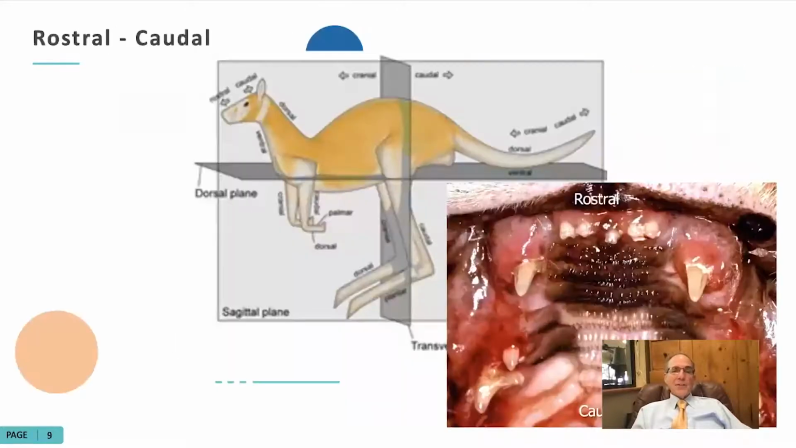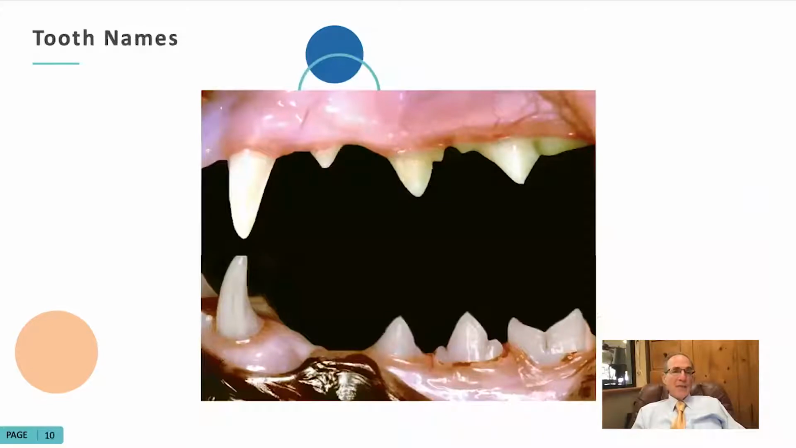Rostral and caudal are terms that refer to position on the head, not position on the tooth. Position on the tooth is mesial and distal. Position on the head is rostral, towards the rostrum or towards the front, and caudal. In human terms, it's anterior and posterior, but humans don't hold their heads the same as animals do. So in animals, it's called rostral and caudal. That's positions towards the head.